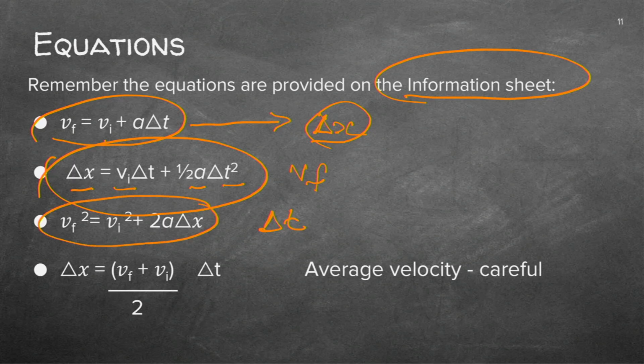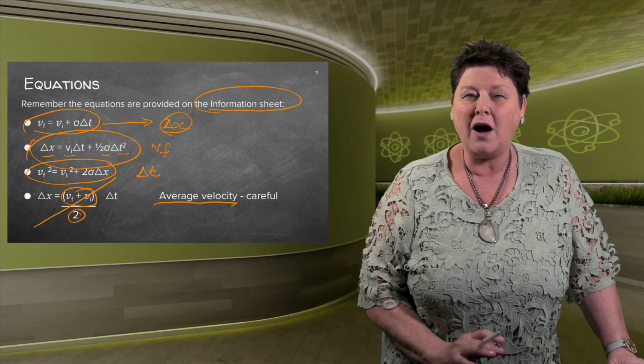The last one given on the information page, I'm writing down here, it's average velocity. You are adding the 2 velocities and you're getting the average. I would suggest that you just cross that out and don't work with that, because you sometimes really don't understand why it's average.